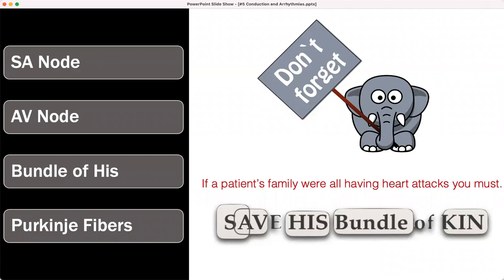And if you want to remember, there's a mnemonic: if a patient's family were all having heart attacks, you must save his bundle of kin. So SA node, AV node, bundle of His, and Purkinje fibers as kin, KIN.